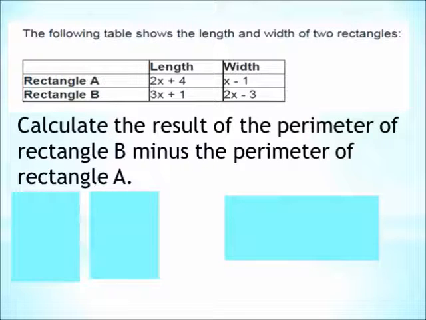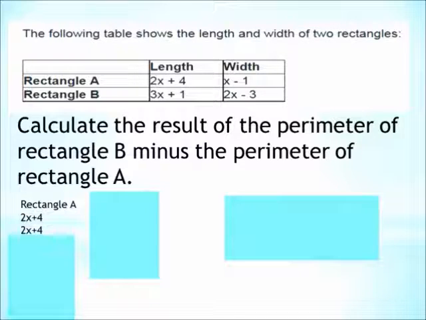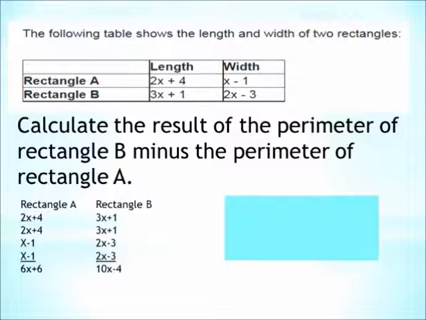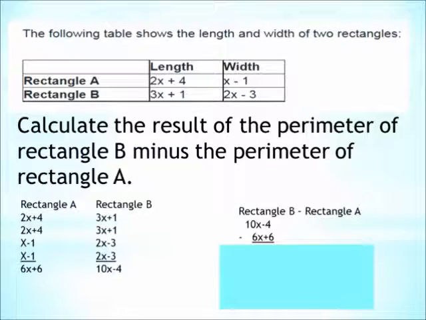So what I've done is I have broken down the information for rectangle A. We have one side that's 2x plus 4, and then we're obviously going to have another side that's 2x plus 4. Then we have x minus 1, x minus 1, and the grand total of the perimeter there is 6x plus 6. I did the same thing for rectangle B. So we have 10x minus 4 for rectangle B, and we are going to subtract the 6x plus 6, and our total here would be 4x minus 10.